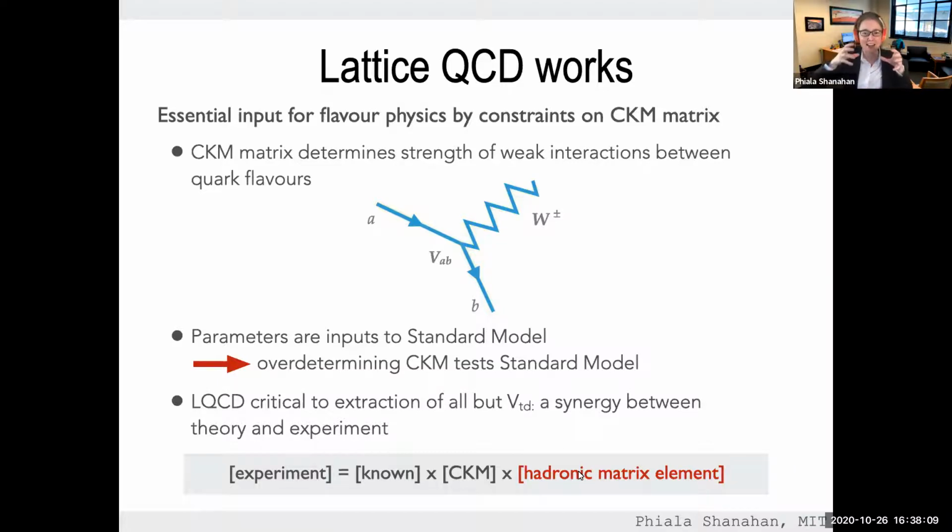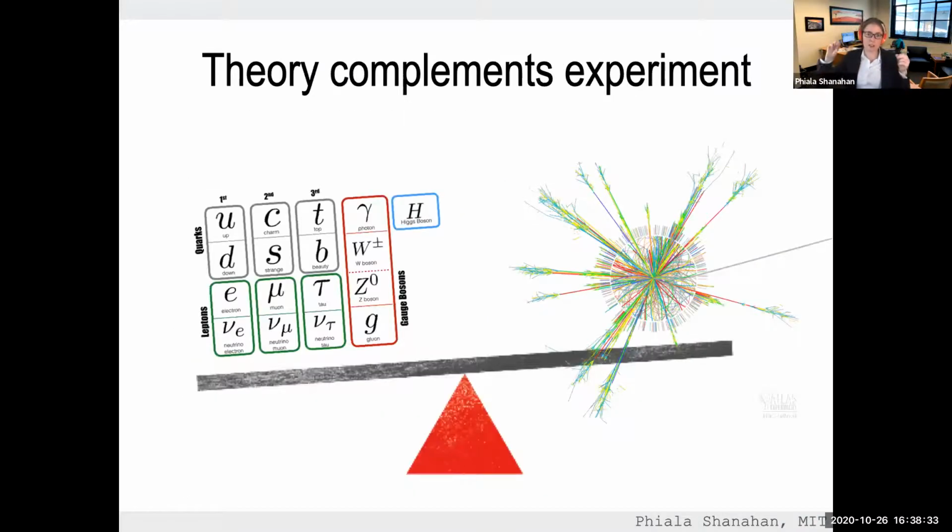So if you take a very simple experimental process that you expect doesn't have any contributions from beyond standard model physics, you have every piece of this equation, you can deduce the CKM matrix element. Then you can plug that back in with a lattice calculation of a different hadronic matrix element to make a prediction for something that you expect to be sensitive to beyond standard model physics. So there really is a synergy between theory and experiment here.